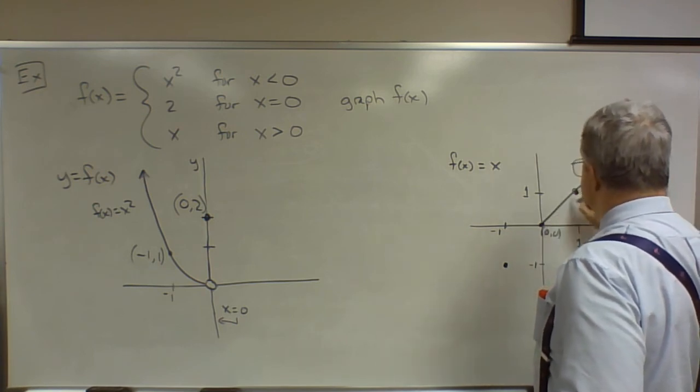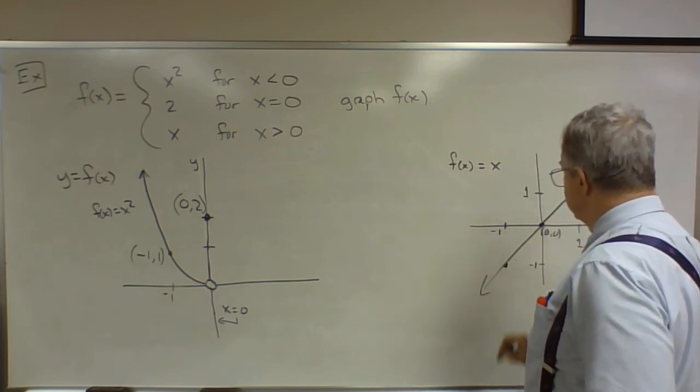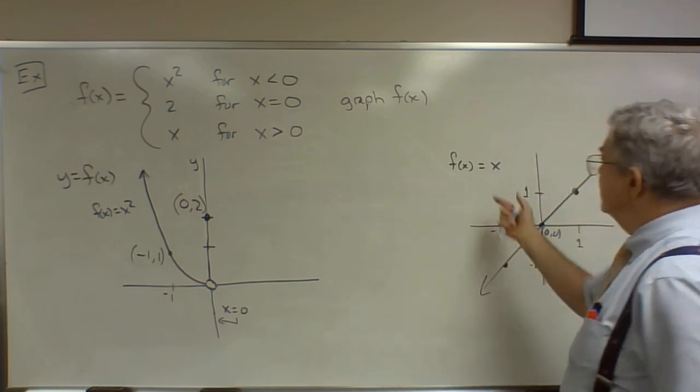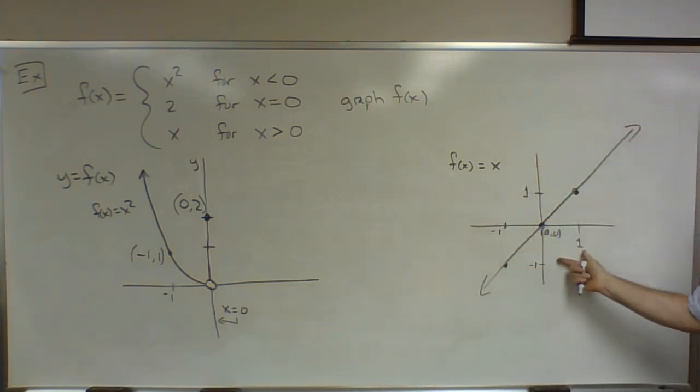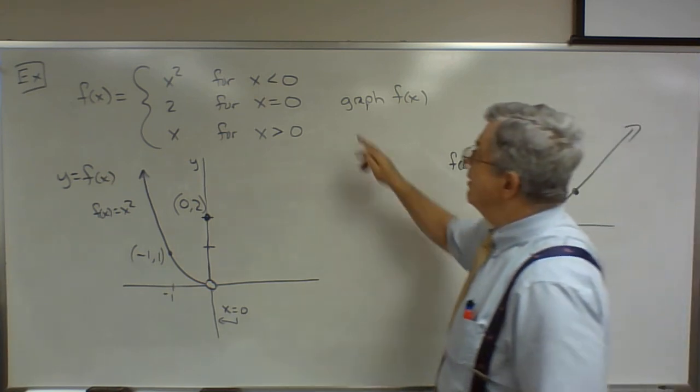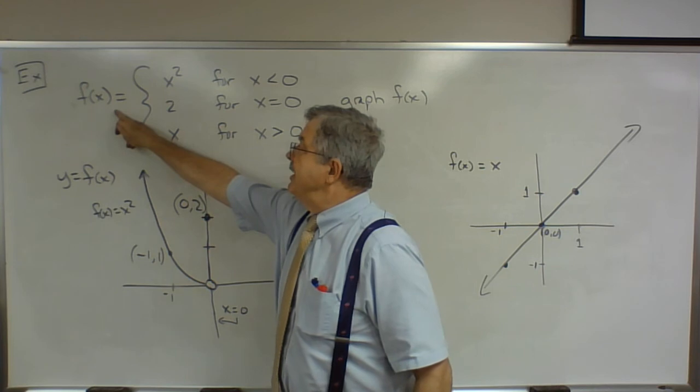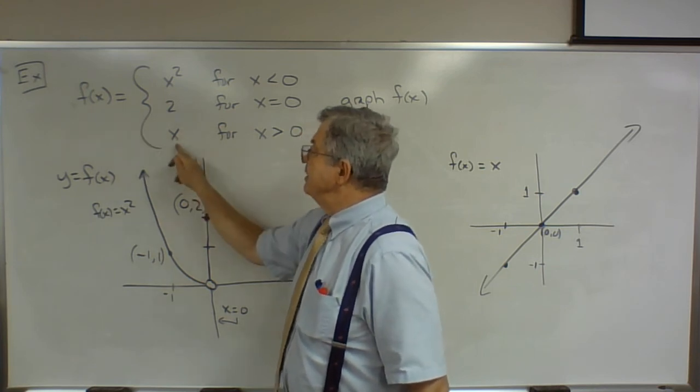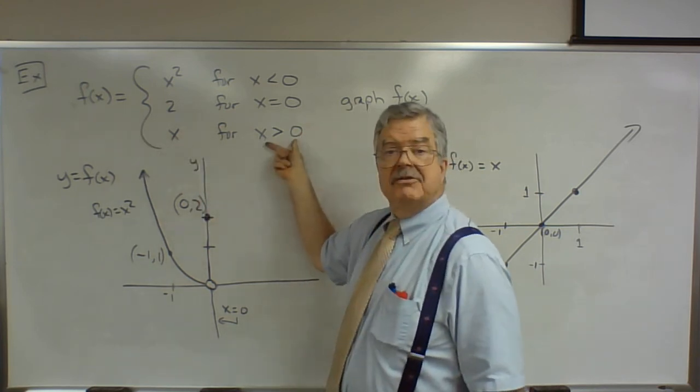It's a line going straight through the origin. This is what f of x equals x looks like. But our function is only defined as f of x equals x when x is positive.